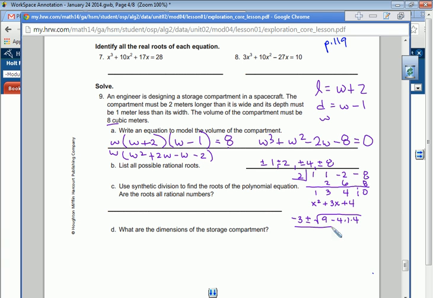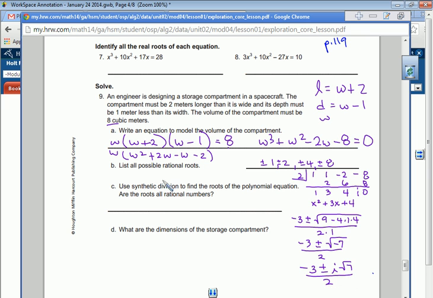All over 2a. So we get negative 3 plus or minus the square root of 9 minus 16, which is negative 7. So here I am getting imaginary, right?